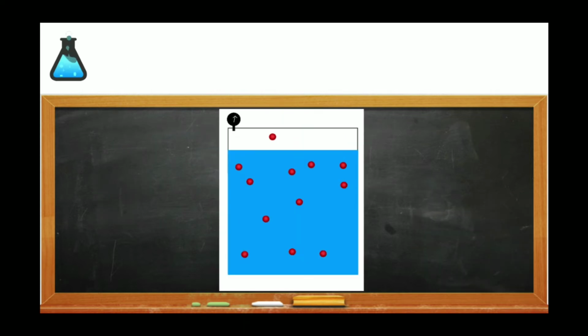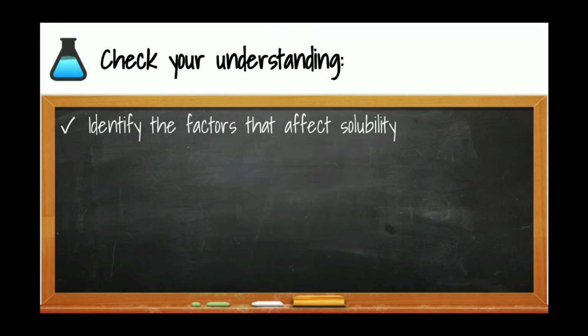Here is an animation. Notice that when you decrease pressure, you allow the gas particles to spread out and there are less dissolved in the solution. Now, when you increase pressure, you're going to push the particles closer together and push them within the solution, making more dissolved within the blue solution. So by now, you should be able to identify the three factors that affect solubility.